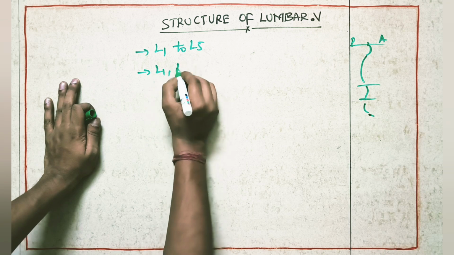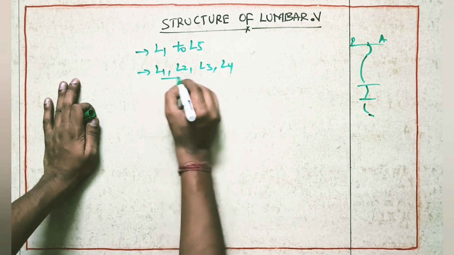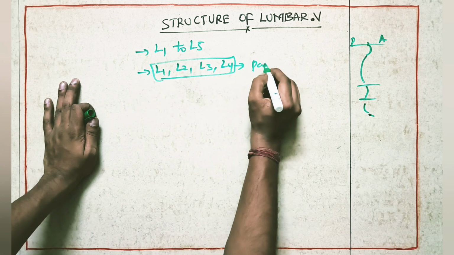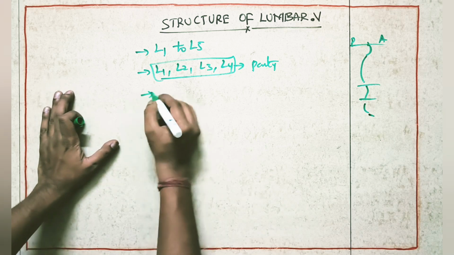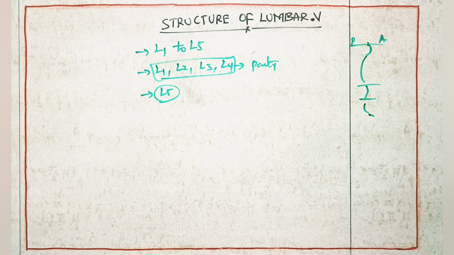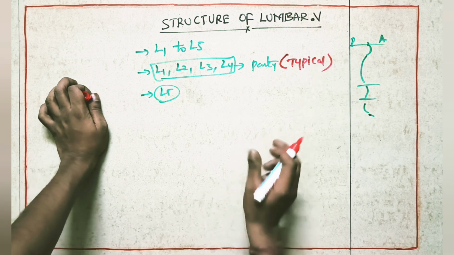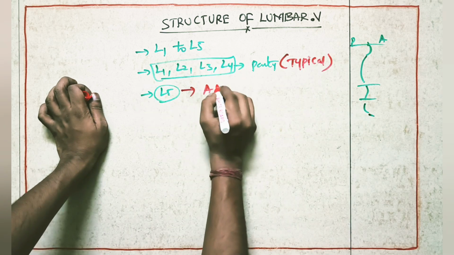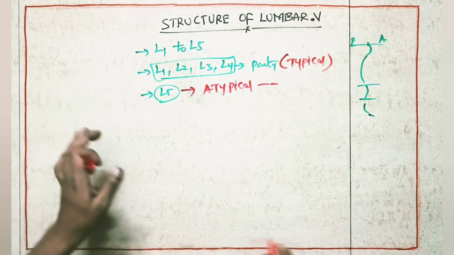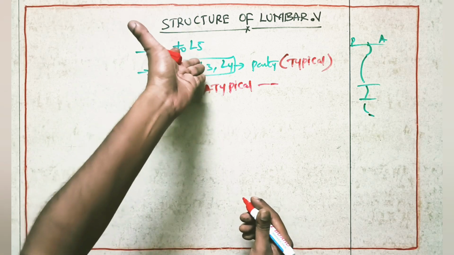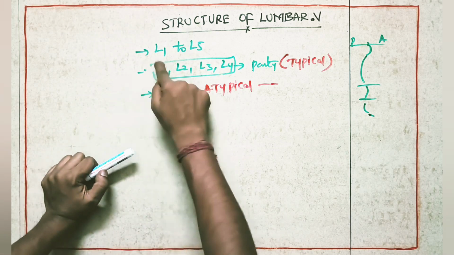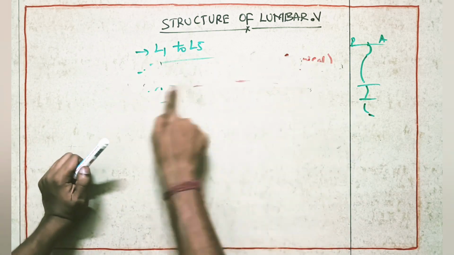In these 5 vertebrae, L1, L2, L3, L4, these 4 are the same. These 4 vertebrae are one group, and the L5 vertebra will be different. So L1 to L4 are typical lumbar vertebrae, meaning all will have the same features, and L5 is the atypical vertebra. It will have a few structural variations compared to the others. First we'll see the typical vertebrae, and after that the atypical one, the L5 vertebra.